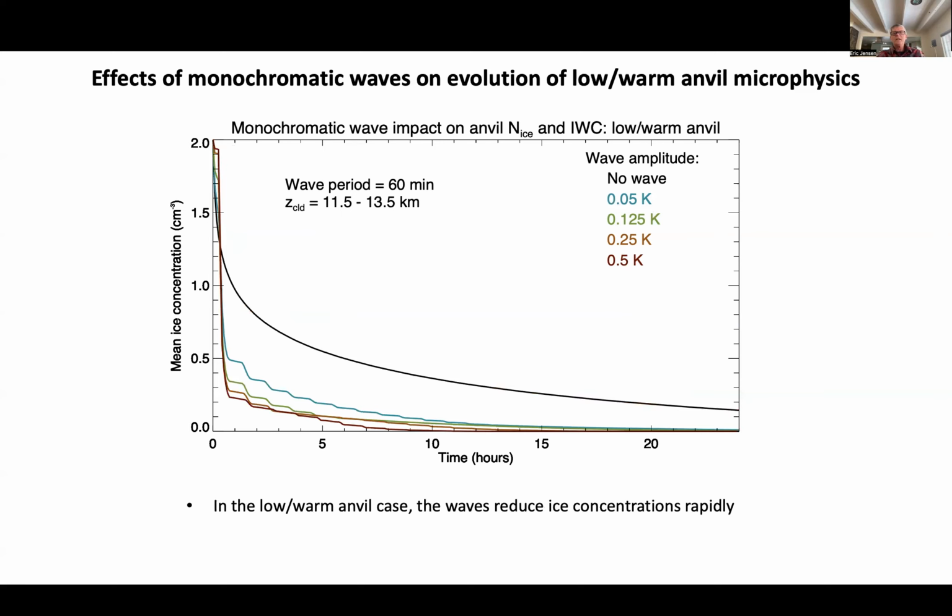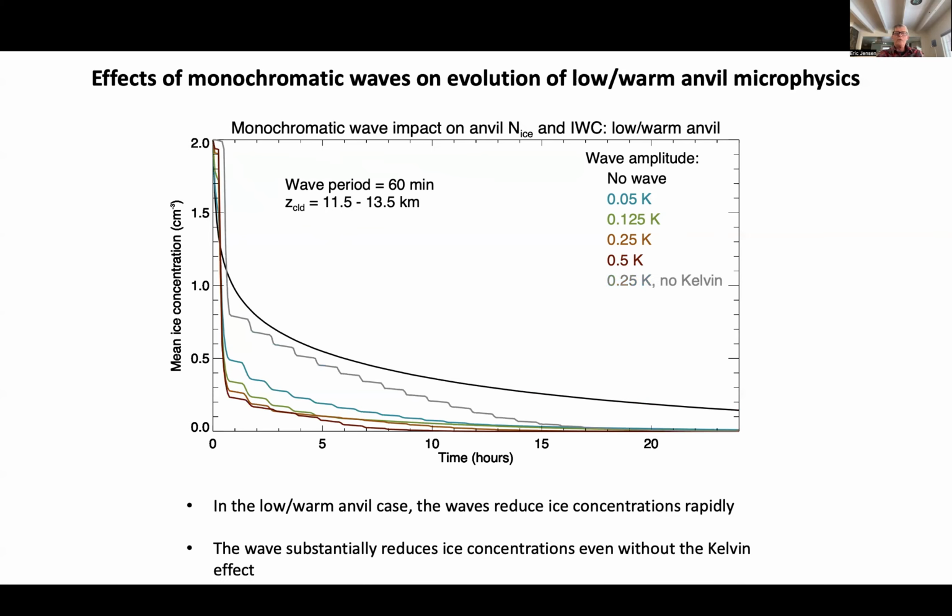Then looking at the lower warm Anvil, again, everything happens faster. Your reduction of ice concentration is very rapid, particularly when you include the waves. You lose a lot of your ice just in the first cycle of the wave, and you really reduce the ice concentrations rapidly. Even without the Kelvin effect, you get substantial reduction in ice concentration with this 0.25 Kelvin amplitude wave, because again, you're just able to completely sublimate these small crystals in the warm phase of the wave.